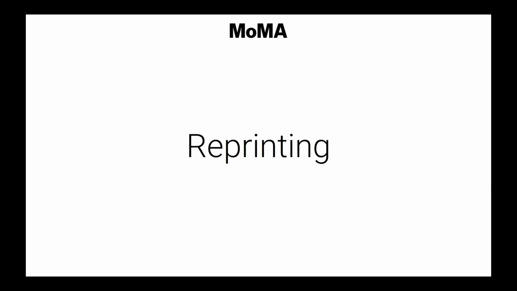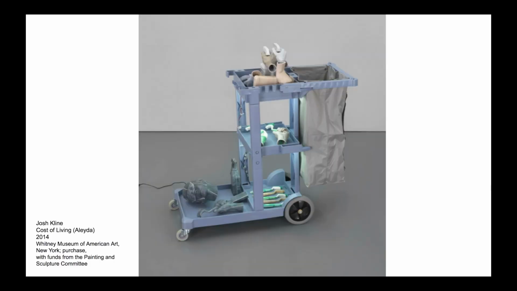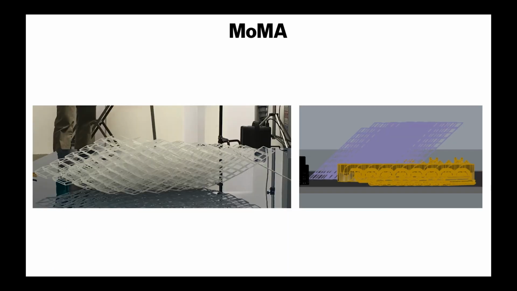The first, reprinting, is perhaps the most obvious. Works such as Josh Klein's Cost of Living, Aida, which we'll hear about more from Savannah Campbell and Margot Dilladow, are meant to be reprinted, so the file is a critical element of the piece. Or the work Alter Engine by Talbot Auerbach, where some objects needed to be reprinted because of degradation issues.